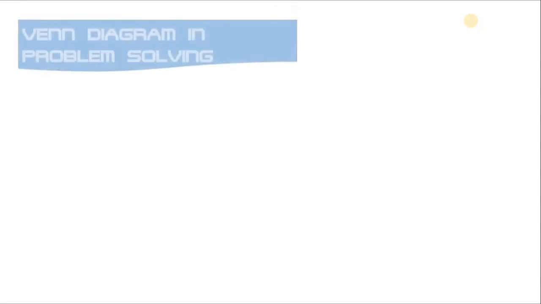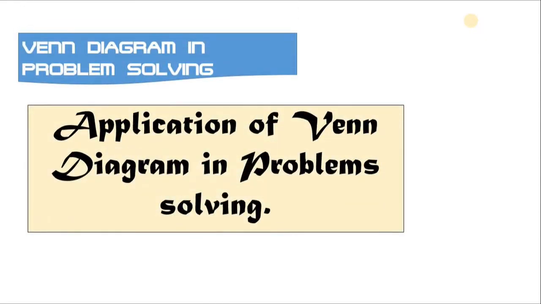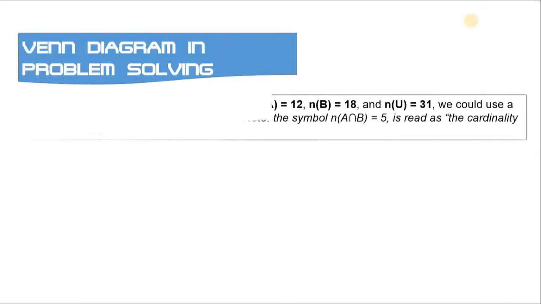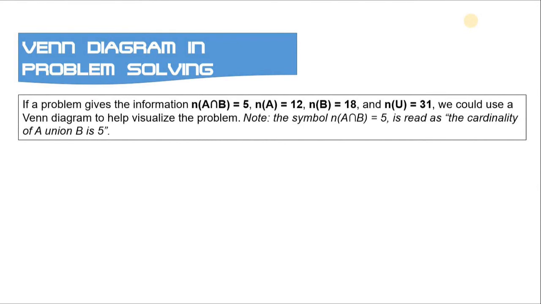So this time, we're going to give an example on the application of Venn diagram in a word problem. This is again an application of Venn diagram in solving problems. To give an example, a problem gives the information, where n is the cardinality: n of A intersection B is 5, the cardinality of A is 12, the cardinality of B is 18, and the cardinality of the universal set is 31. We could use the Venn diagram to help visualize the problem.